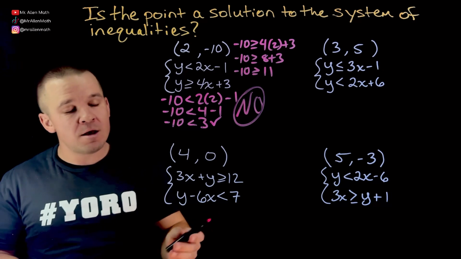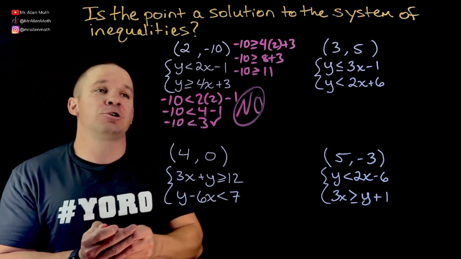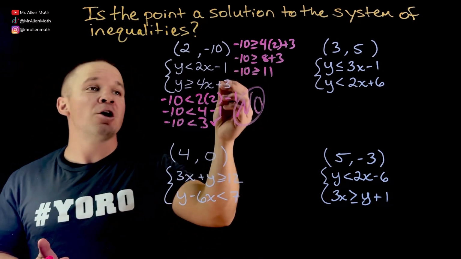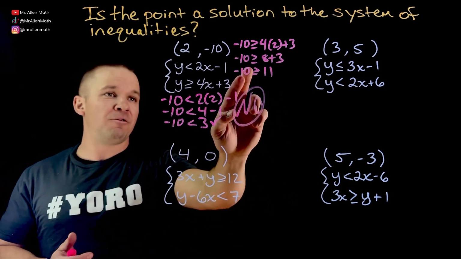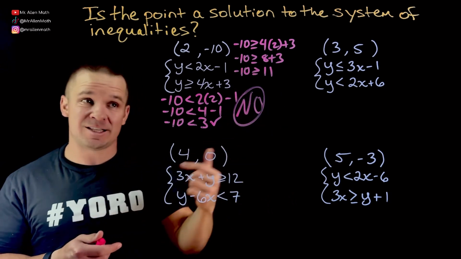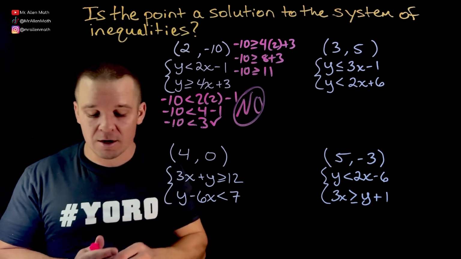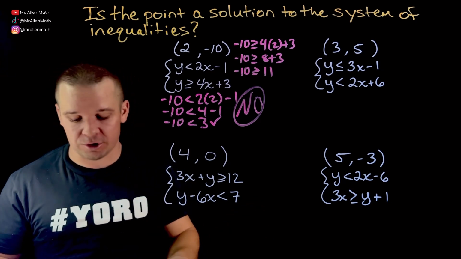So it worked in one, didn't work in the other. I did not get a true statement. Negative 10 is certainly not greater than or equal to 11. Had it been flipped and been negative 10 is less than or equal to 11, our answer would be yes here. But it's not the case, so it's not the solution, okay?